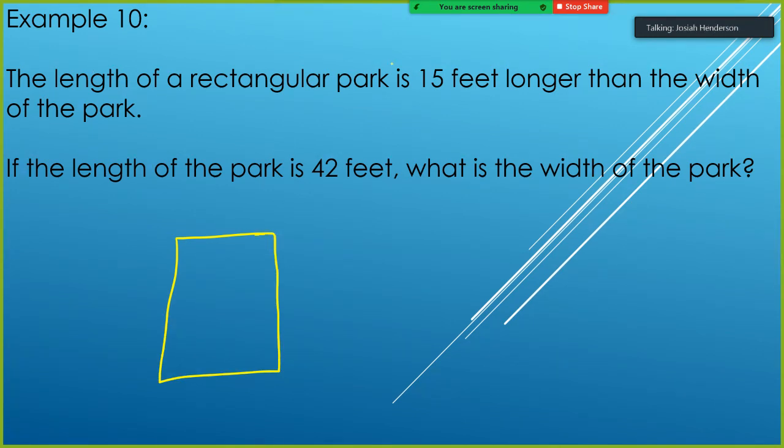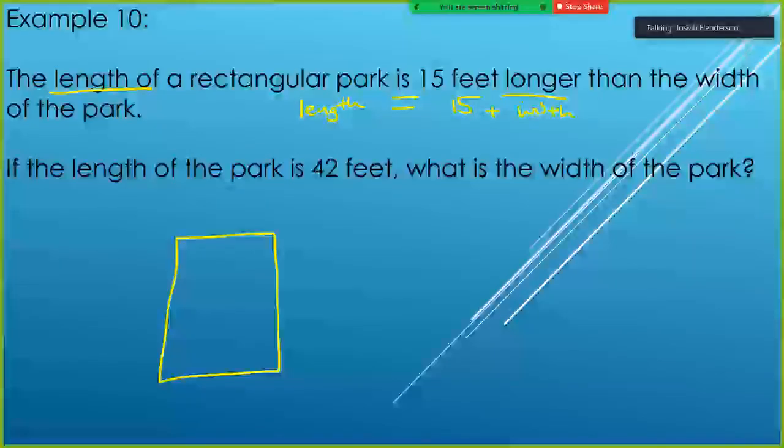The length of a rectangular park equals 15 feet longer, which means plus, than the width of the park. 15 plus width. And what am I saying is equal? Length. The length of the rectangle is 15 plus width. If the length is 42, now they're giving me an actual number to plug into that length. Below, they're giving me a real number. Length is 42. What is the width?